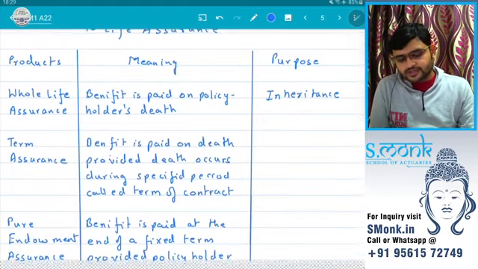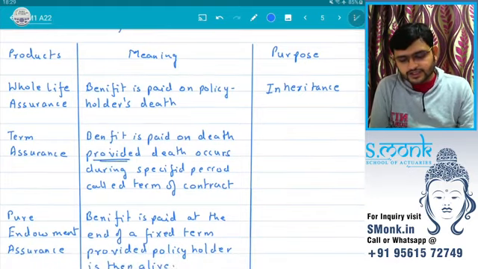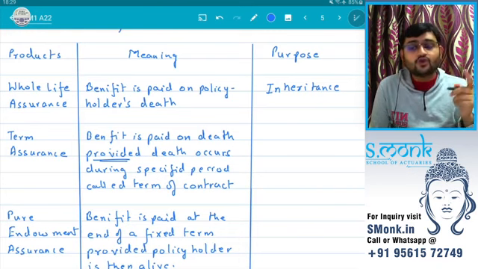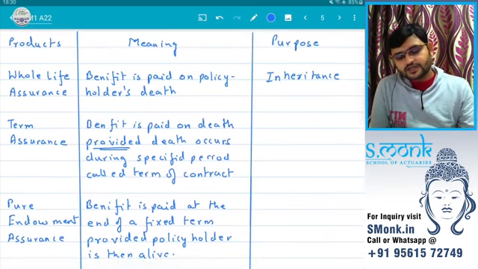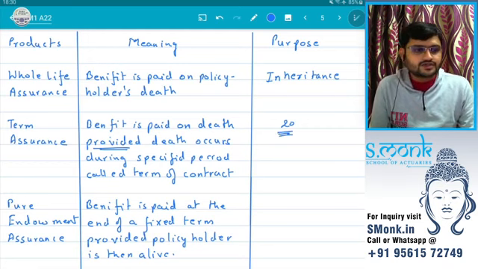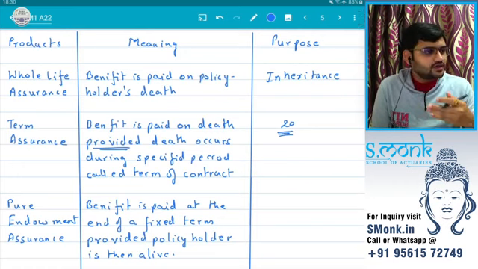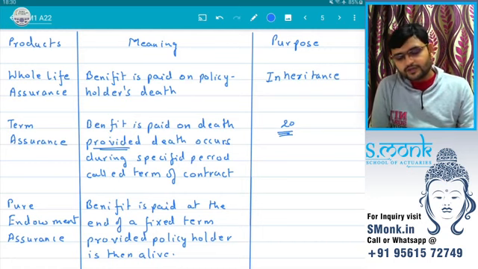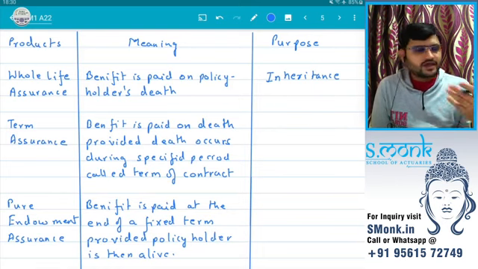Now let's talk about term assurance. In term assurance, there is a condition: the benefit is paid only if the policyholder dies within a certain time period. The policy is usually for 20 years or 25 years or 40 years or 45 years, whatever. If the person dies within those years, then the family gets paid. If the term ends and the person is alive, then no amount is paid. Now, can you tell me, is it fair to pay for nothing happening?